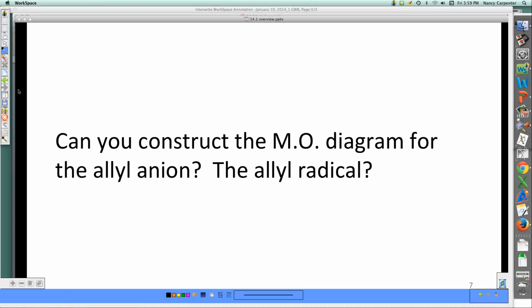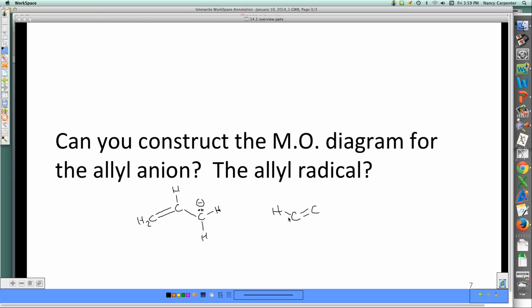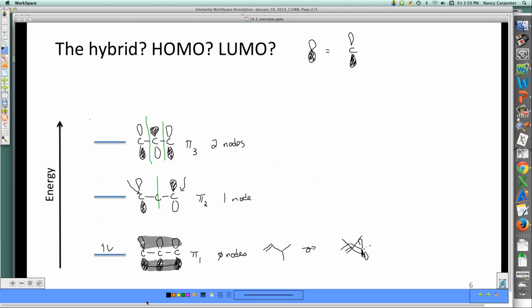So for the allyl anion, we'd be talking about this kind of system. Aha! Where the only thing that's changed now is the number of electrons. The allyl radical, same deal. Different number of electrons. What is this going to change? It's going to change which one is the HOMO and which one is the LUMO.